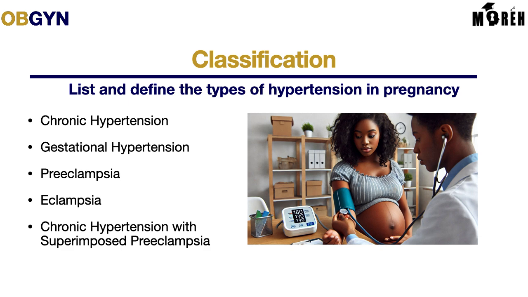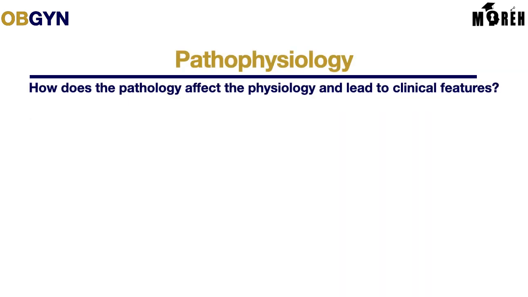what's the main problem in hypertension in pregnancy? How does the pathology affect the physiology and lead to clinical features? So I want us to look at the pathophysiology of hypertension in pregnancy, specifically preeclampsia, because it justifies why we do what we do and how we manage these particular patients that we have.